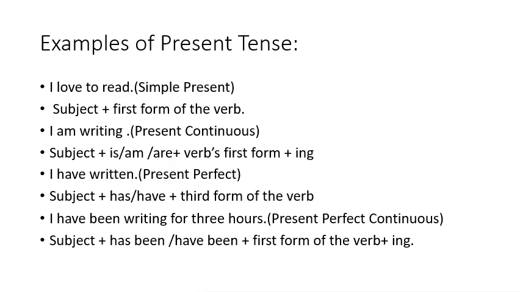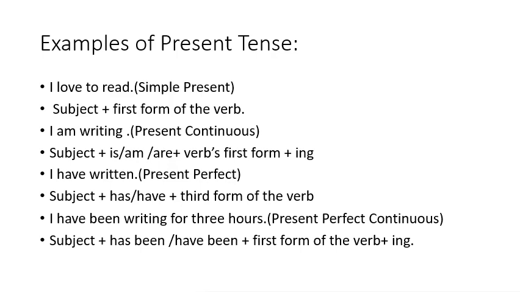Now here we are going to see a few examples of present tense covering all the four forms and the structure of the sentences. I love to read. This sentence is in simple present tense. Here the subject is I, followed by the first form of the verb love, V1 form, and the rest falls under object. Moving ahead with present continuous tense, the sentence goes as I am writing.